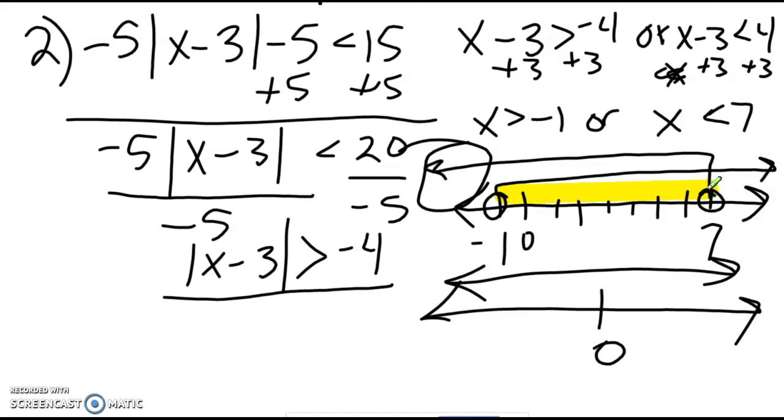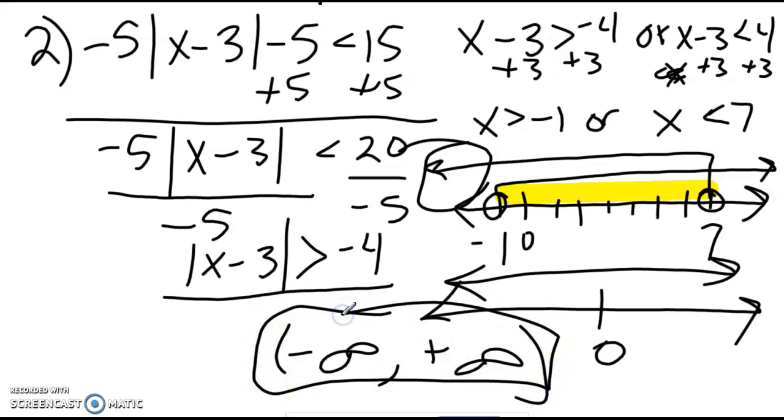This is not an and, this is or. So it could be from one solution set or the other solution set. But what's the one solution set that covers both of those? All real numbers. So to state our answer in interval notation, negative infinity to positive infinity. Everything works in this inequality.